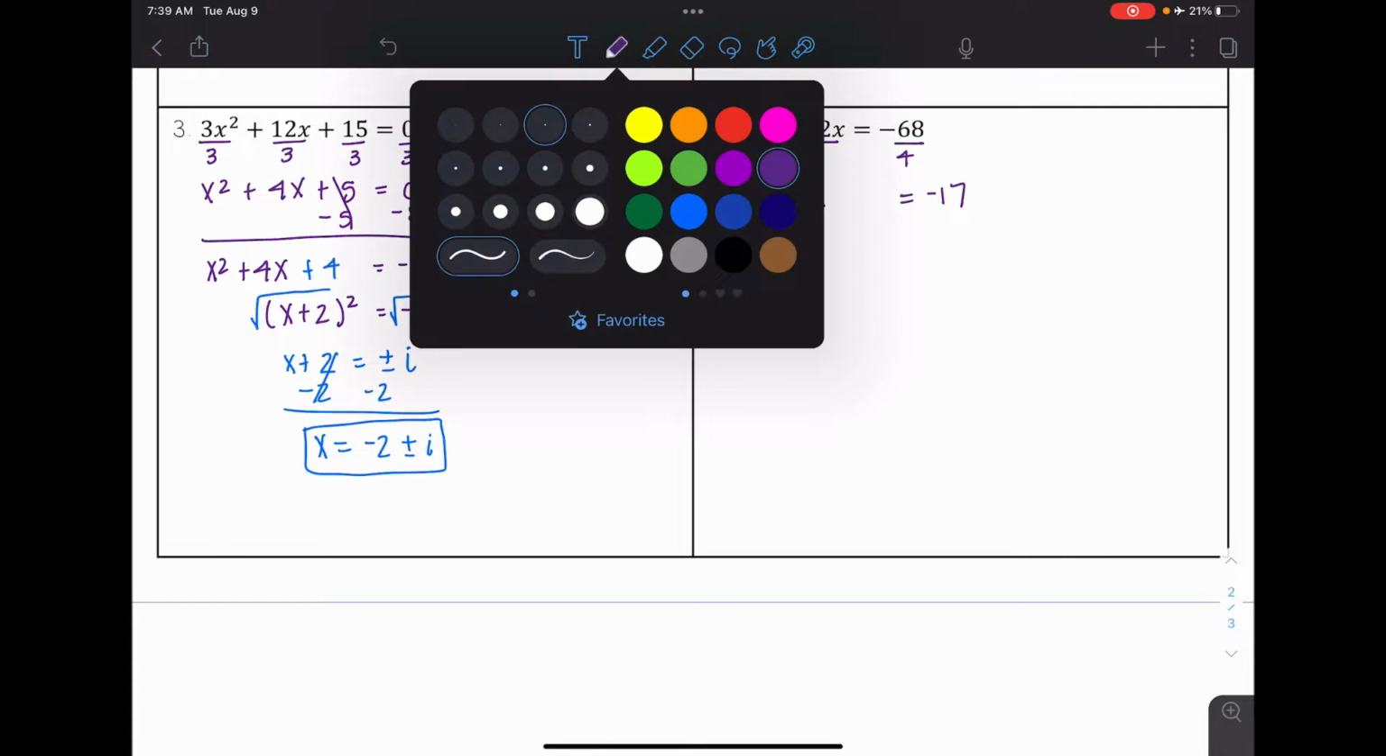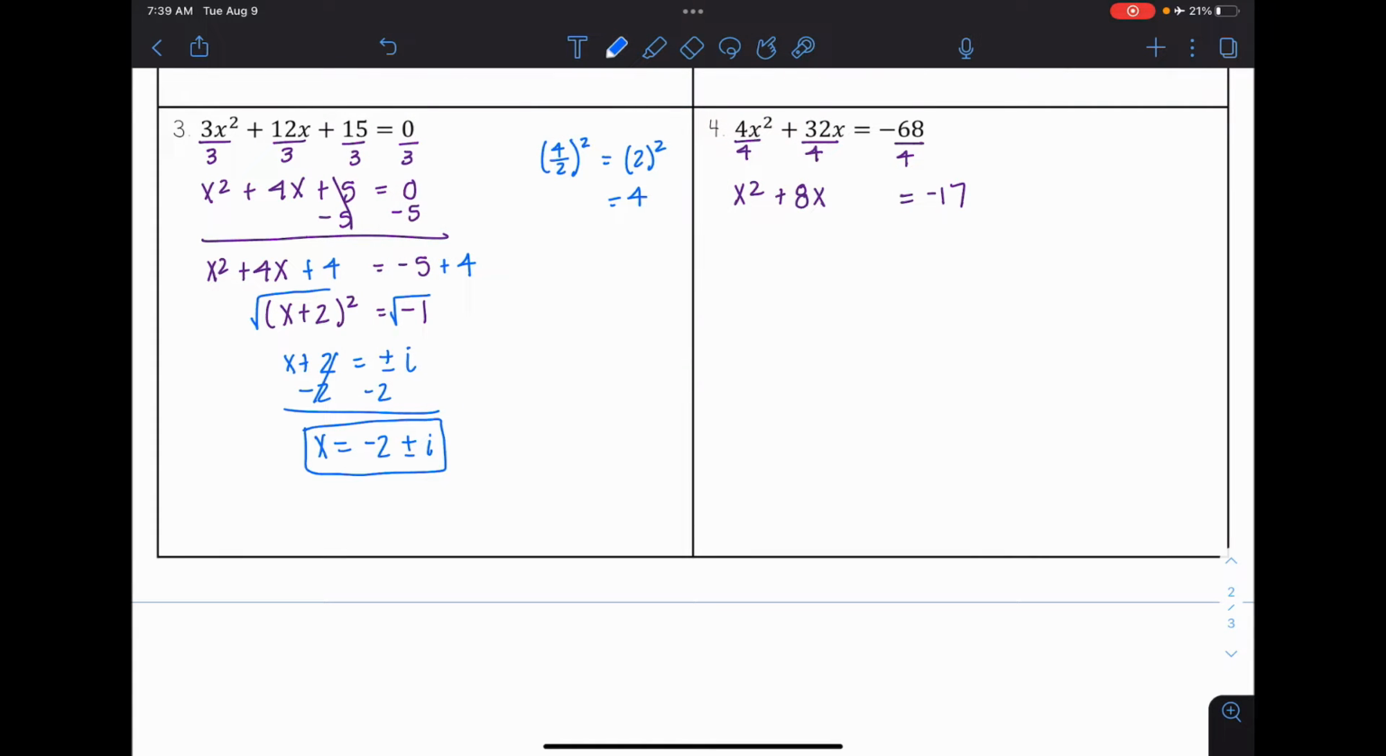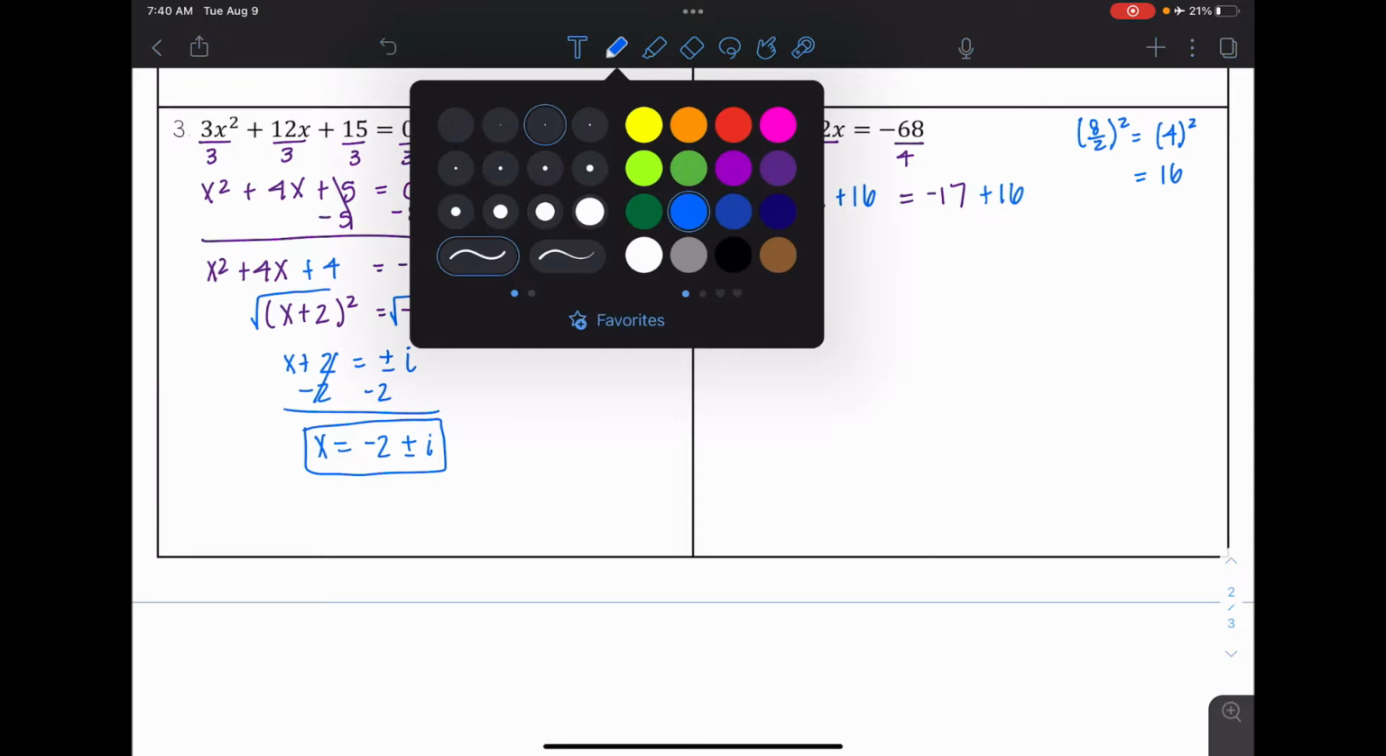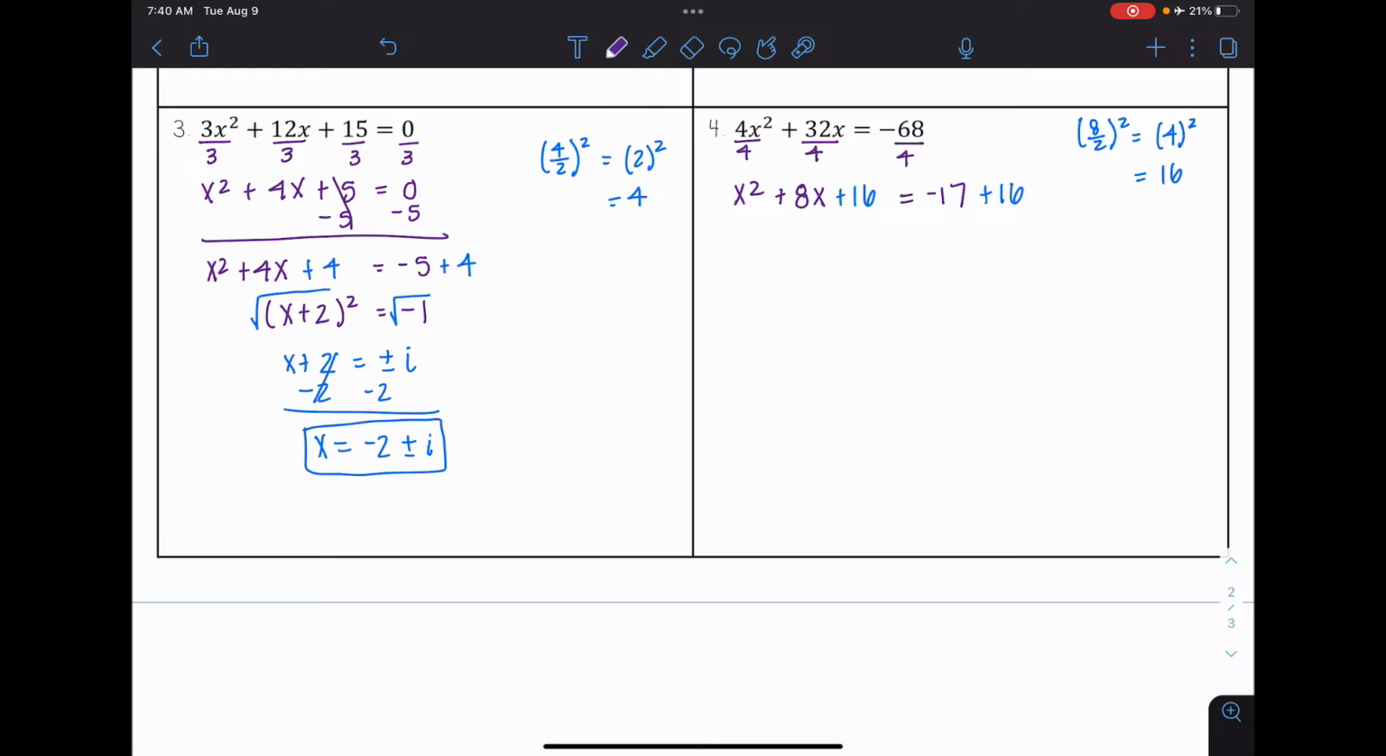Now I need to go ahead and complete the square. My b term here is 8, so I need to do 8 divided by 2 squared. Well, 8 divided by 2 is 4, and 4 squared, I get 16. So on the left-hand side, when I factor that, I get x plus 4 squared is equal to negative 17 plus 16, I get negative 1.